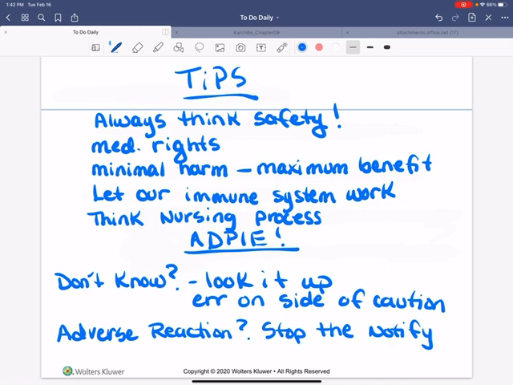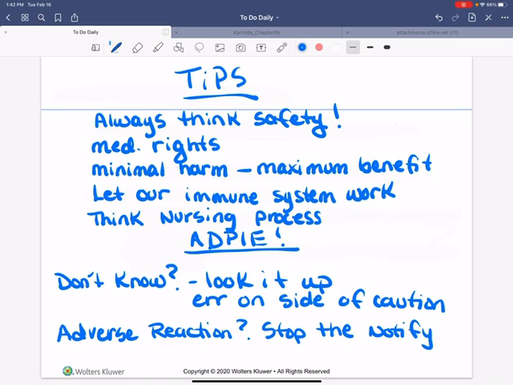So now here are some tips that I want to leave you with. Always go back to safety. When you're taking an exam, safety. As we move on, when you get into Adults 1, Adults 2, ABCs and safety: airway, breathing, circulation, safety. Right now for this pharmacology class, let's just think drug administration and safety. Know the medication rights because that's what's going to help you determine that you're providing safe care. Minimal harm is the goal with the maximum benefit.